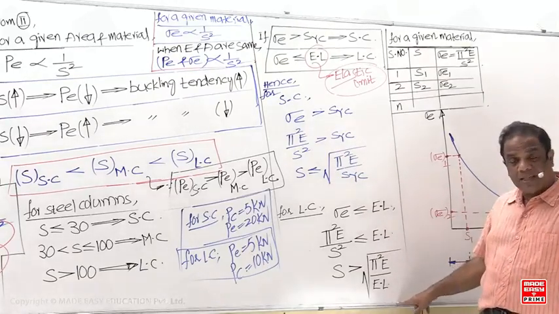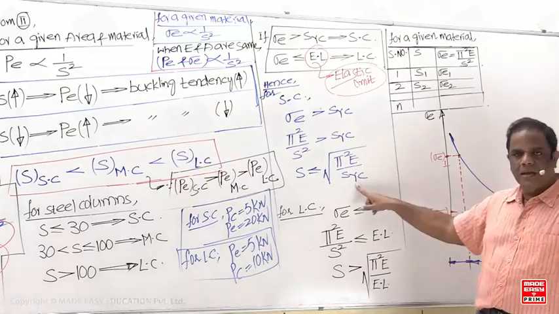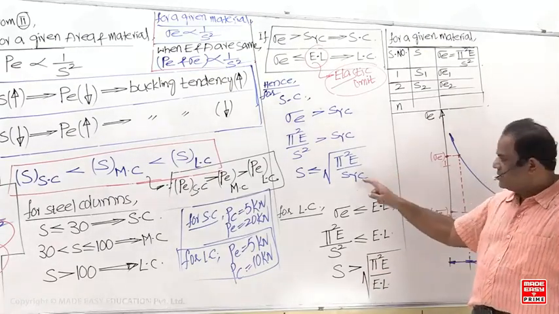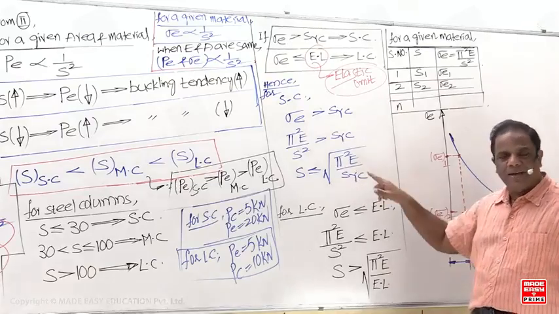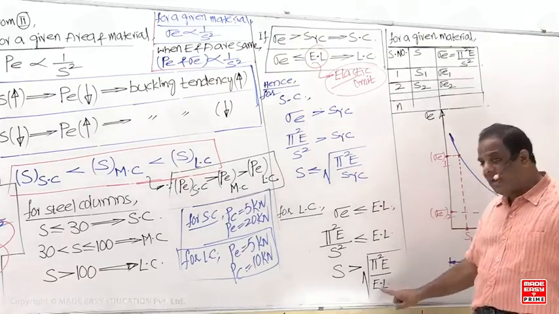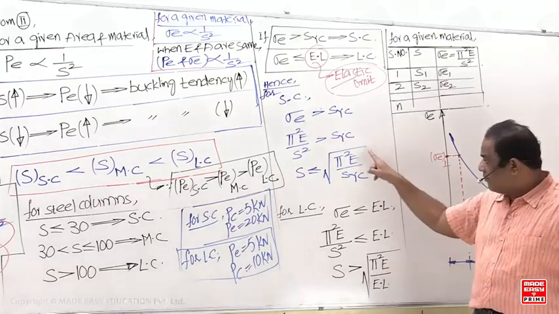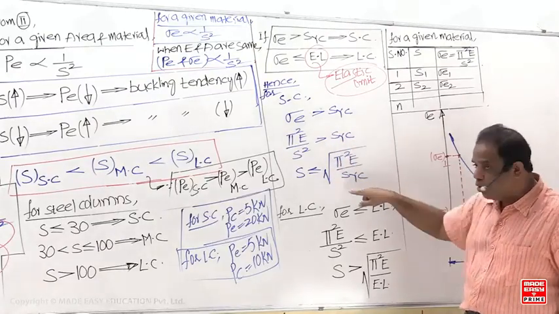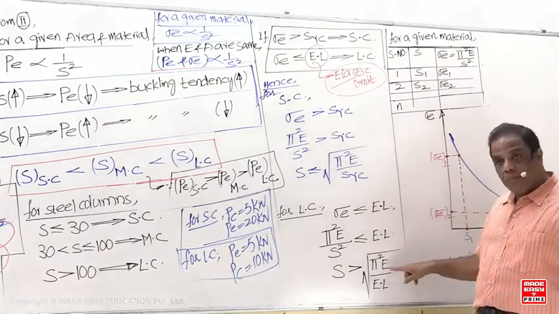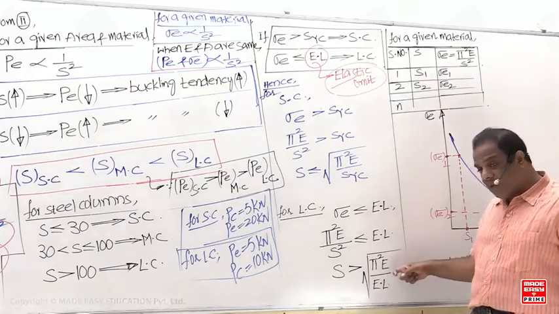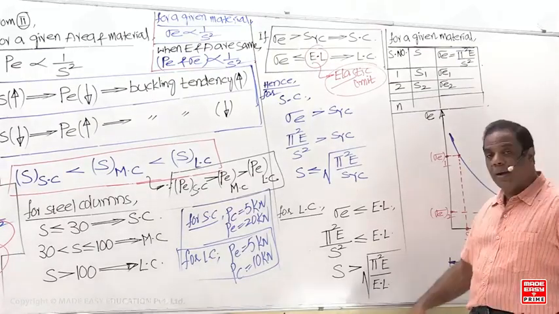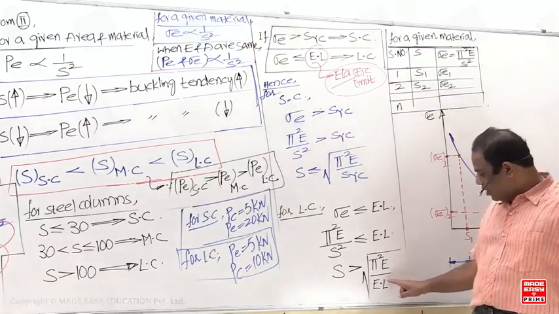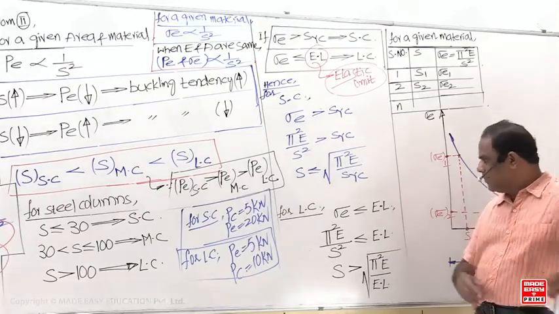And elastic limit is less than SYC. That's why for steels this value will be more than this one. For any material, yield strength SYC is more than the elastic limit. So if I substitute the steel Young's modulus and steel SYC, this value I'm going to get is 30. And if I substitute the steel Young's modulus and steel elastic limit, this value I'm going to get is 100, because the elastic limit is less than SYC.